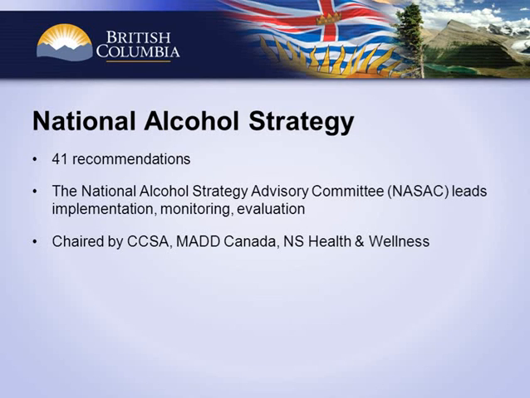In the National Alcohol Strategy, there are 41 recommendations. They're organized in 4 categories. The first is health promotion, prevention, and education. The second is health impacts and treatment, and there is a specific recommendation in that section on chronic disease. The third category is the availability of alcohol, and the fourth is safer communities. There's a National Alcohol Strategy Advisory Committee which leads implementation, monitoring, and evaluation, chaired by these three groups listed on slide 8.